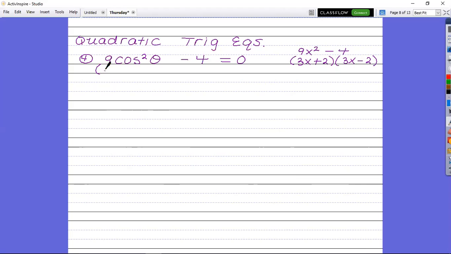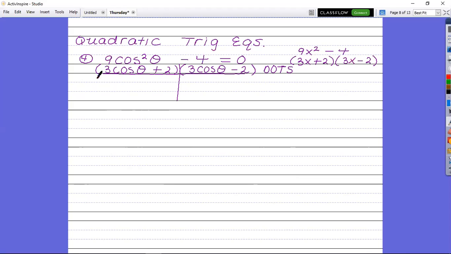So this would break into 3 cos theta plus 2 and 3 cos theta minus 2. Difference of 2 squares. Yes, you can do that with trig functions. You'll do a lot of factoring tomorrow with these. So all you do to solve these is you t-chart both sides separately and you draw 2 diagrams separately. I'm going to break them like this.